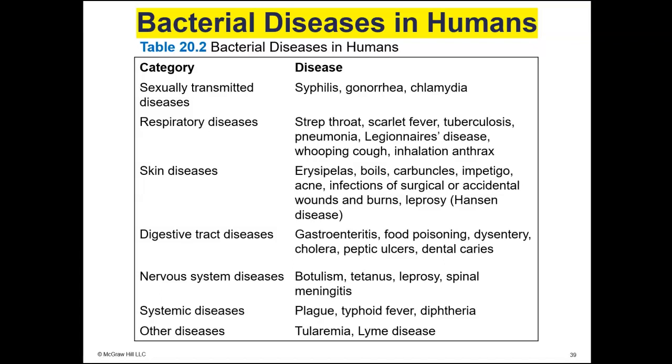Now, this is table 20.2. Just like table 20.1 showed us viral diseases, this shows us bacterial diseases. Some of the STDs that are bacterial are syphilis, gonorrhea, chlamydia.